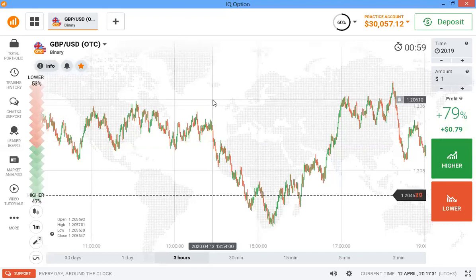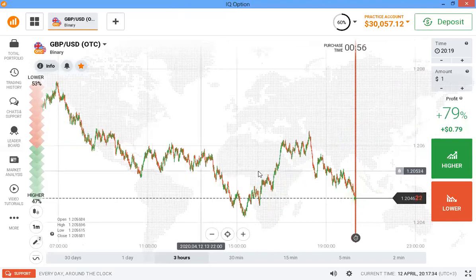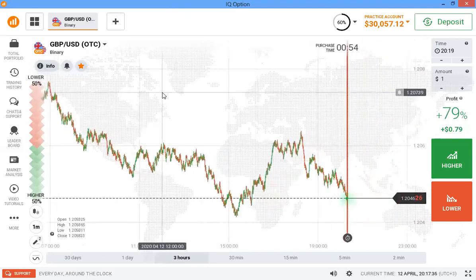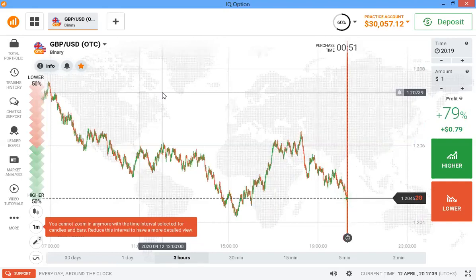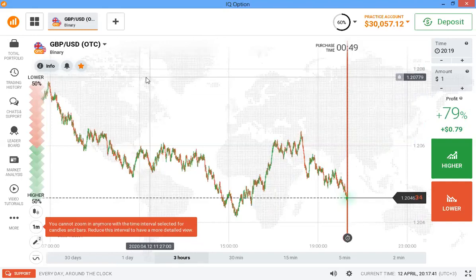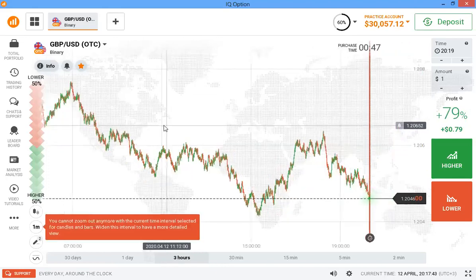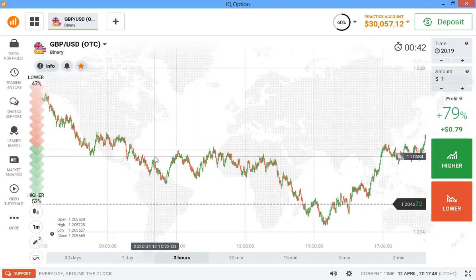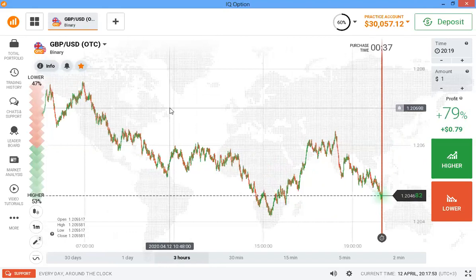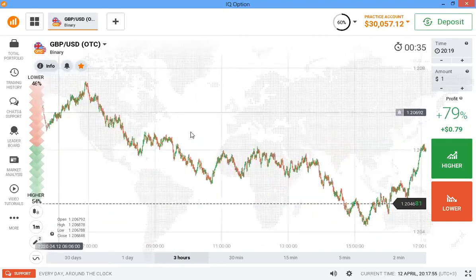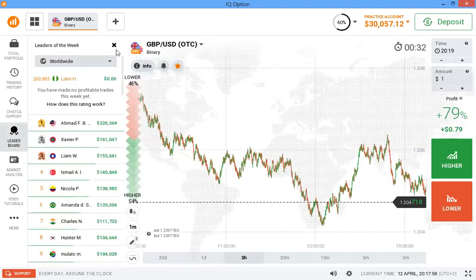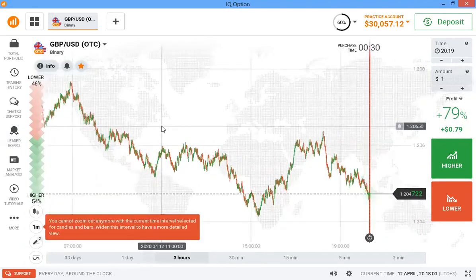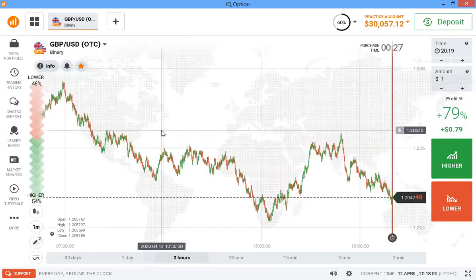So, okay, as I was saying, this is GBP USD. Before you start trading on this chart, firstly you check on the market situation, what you find on this chart here.